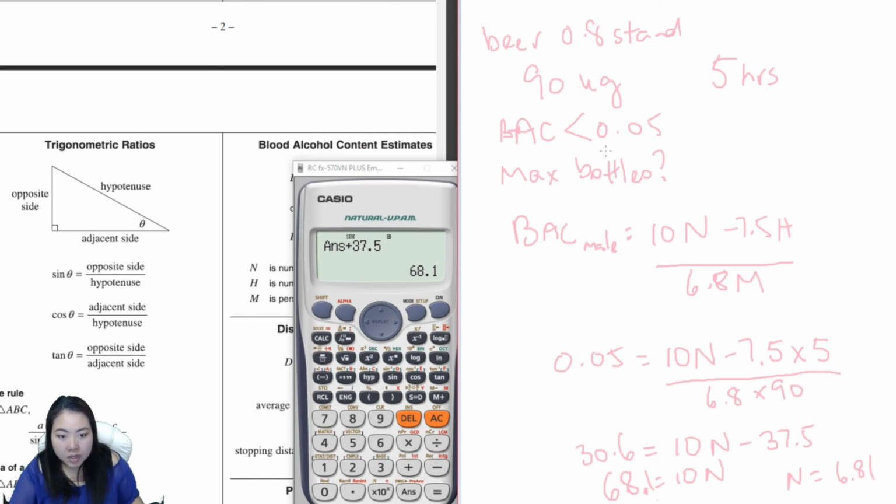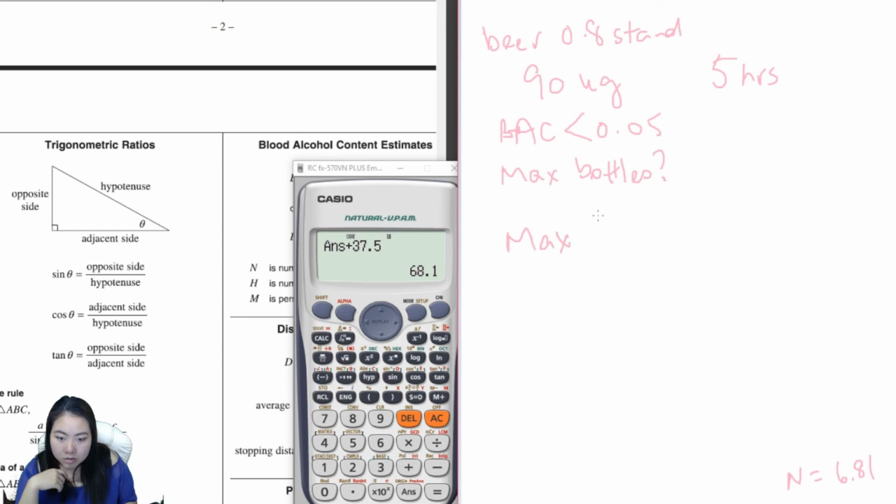However, his drink is only 0.8 of a standard drink. That means he can have more than 6.81. Max bottles he could have would be 6.81 divided by 0.8. 8.5125. If he drinks 8.5 bottles, he will be at exactly 0.05 BAC. But of course you can't just have half a beer bottle, that's silly. So to end it with a full bottle of beer, he can only have 8 bottles.